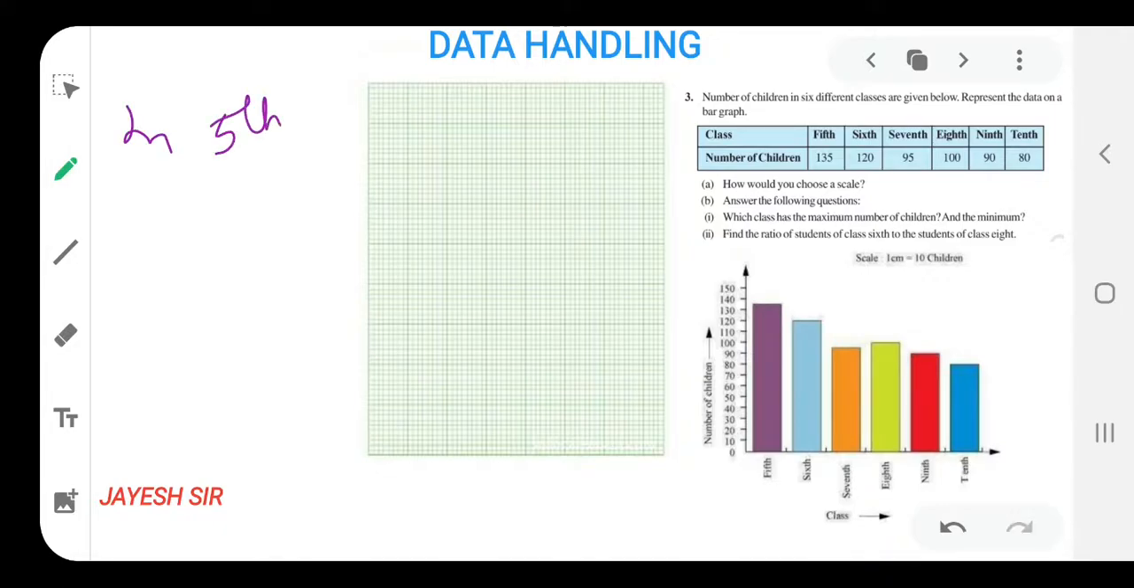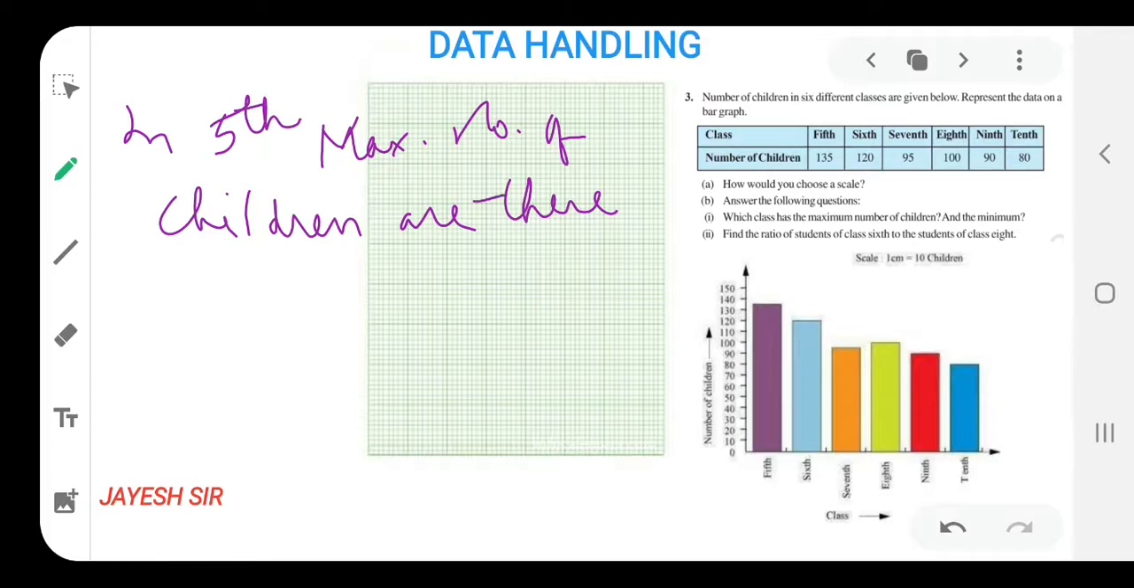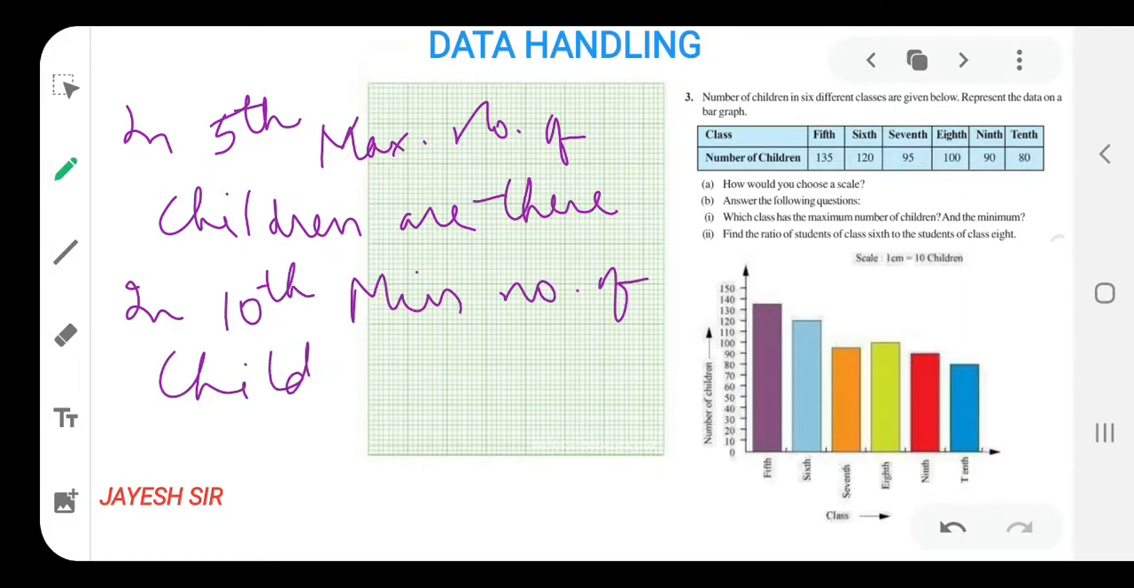5th. Maximum number of children are there. And minimum is also told in 10th. Minimum number of children, in bracket you can write 80, are there. Here also you can write in bracket 135. So in this way we have answered both the questions.